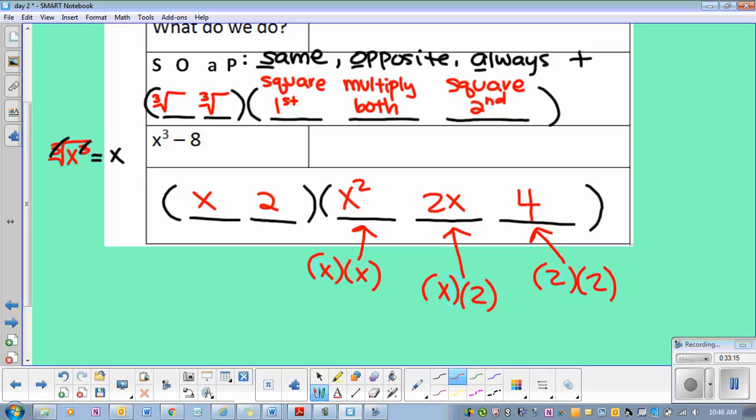Where are the signs? Now we have to do SOAP. Same as your original sign, which is minus, right? So same, what's the opposite? Plus. And then always plus. There we go. Unfortunately, you have to memorize this, but it'll get easier with practice. Let's try some more.